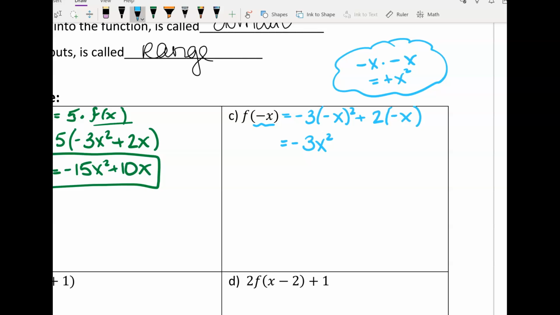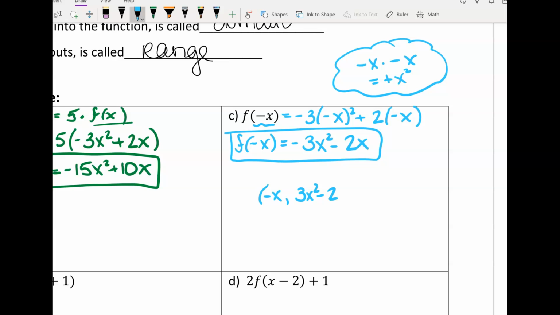Not dying, totally okay. All right, and then 2 times negative x gives us negative 2x. Ladies and gentlemen, that's as far as we can go for f of negative x. How would I write that as a coordinate? Well, it would be a little silly, but we could. It would be negative x, comma, 3x squared minus 2x, which means when I input negative x to the function, my output is negative 3x squared minus 2x.